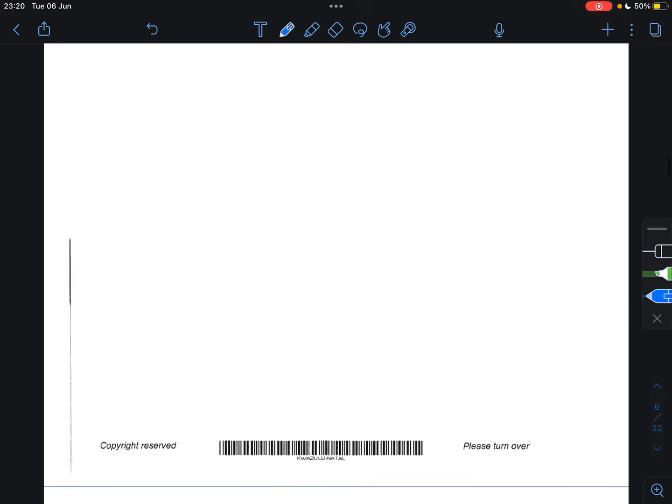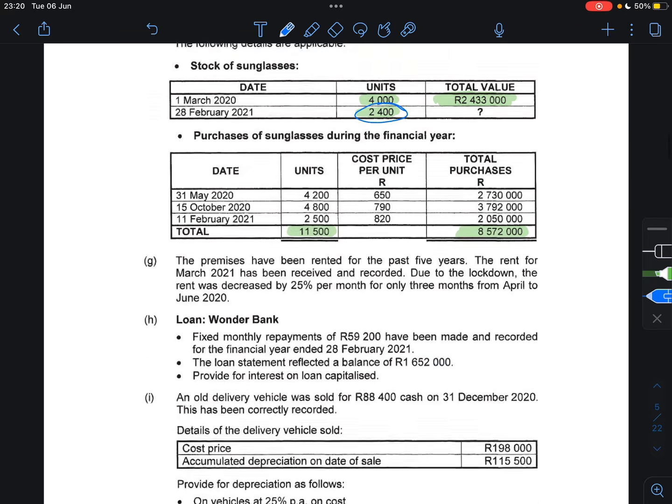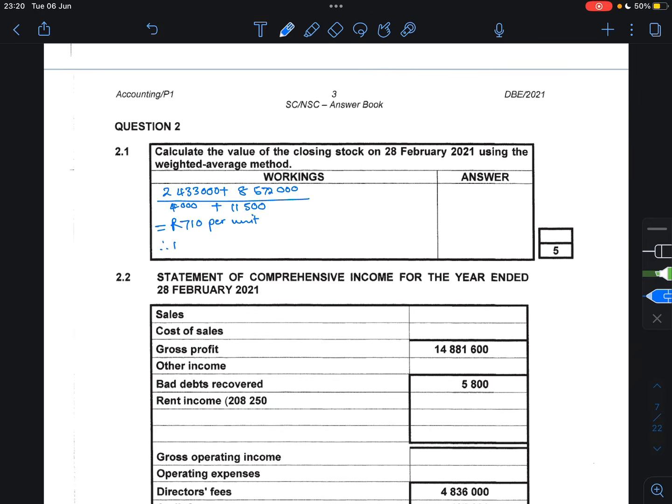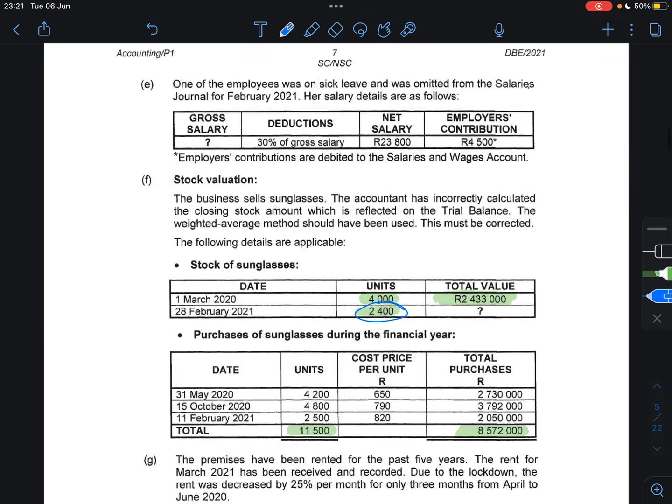Now we had a closing balance of 2,400 units. Okay, so it's 2,400. This means it's 710 times 2,400. So that's the actual value of the closing stock, and we are getting a value of 1,704,000.